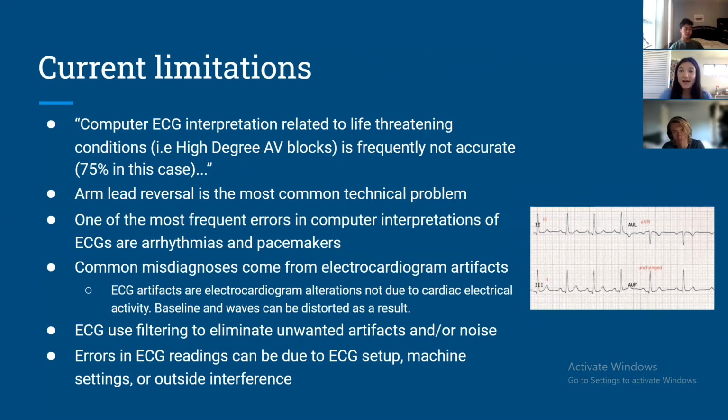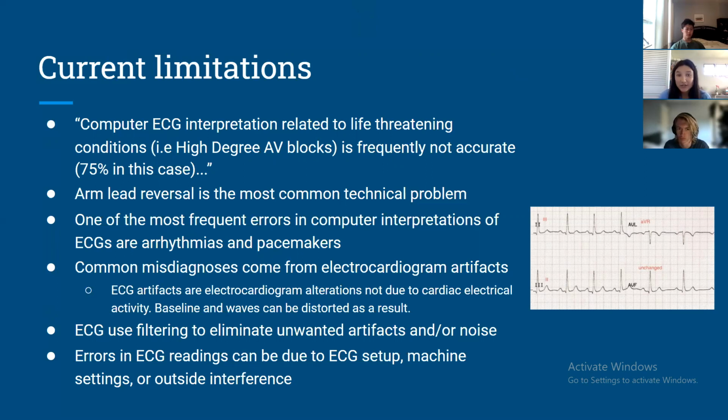So unfortunately, electrocardiograms are not foolproof. There are quite a few limitations. In fact, from one study, it states that computer ECG interpretation related to life-threatening conditions, like high-degree AV blocks, is frequently not accurate, 75% in this case. So one of the most common technical problems is the arm lead reversal. So as you can see in the picture, when the top line, it looks kind of reversed in the second part. So that's what happens when the two patches are reversed on the arms.